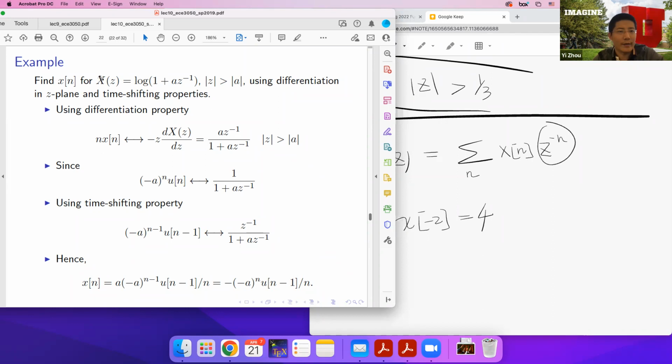Therefore, we want to take derivatives in the Z domain. And by the differentiation property, such a derivative in the Z domain is related to the signal n times x[n]. Therefore, applying this property, we know that n times x[n] has this Z transform. So you plug in X(z) here, take the derivative and multiply by -z, and you get this one. Therefore, by leveraging the differentiation property, we derived the Z transform of this n times x[n] signal.